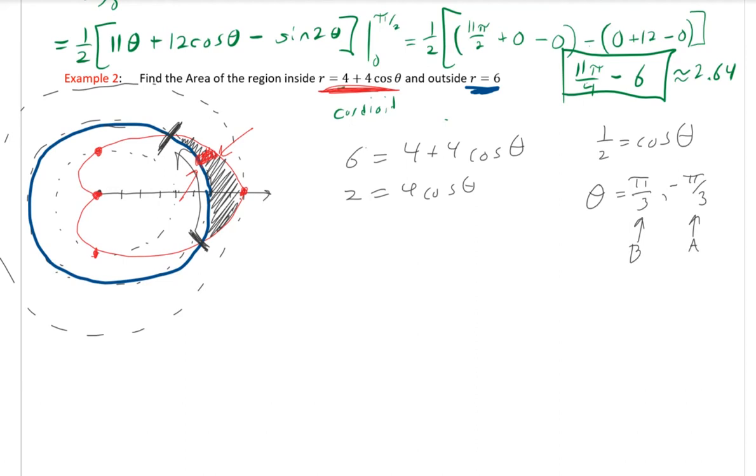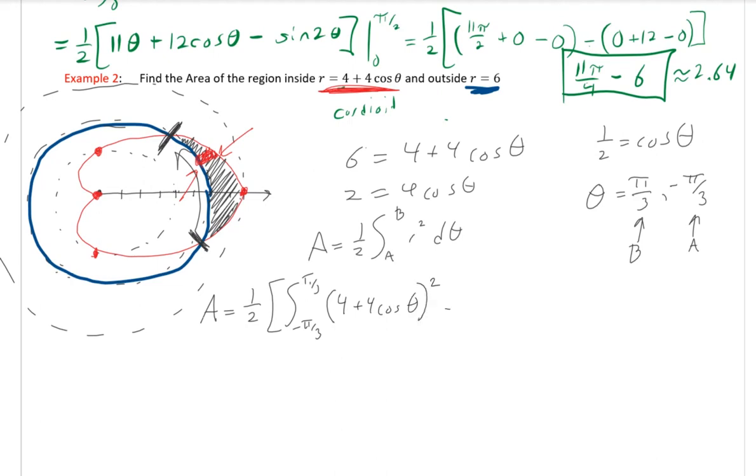Now, since we know what we're doing, we're again going to apply our formula. So area equals 1/2 integral from a to b of r squared d theta. And specifically, we're going to do a subtraction of these. So our area is going to look like 1/2, it's going to be 1/2 on each of those. So 1/2 times the integral from negative pi thirds to pi thirds of (4 plus 4 cosine theta) squared d theta.